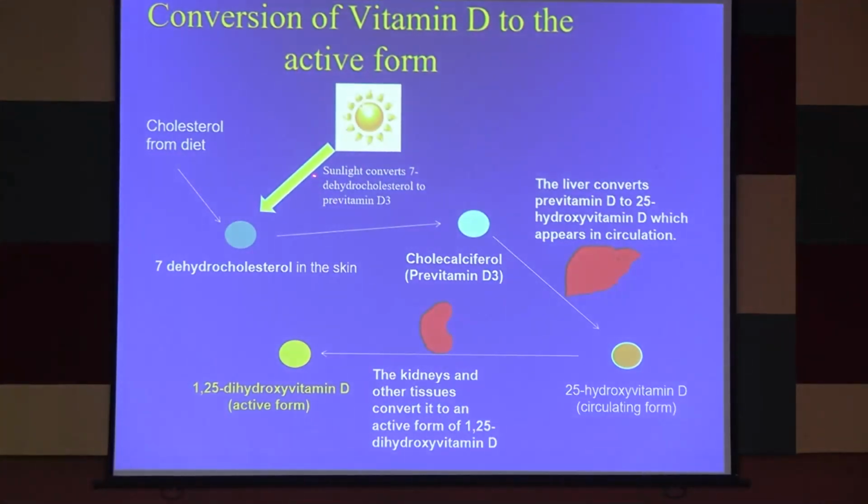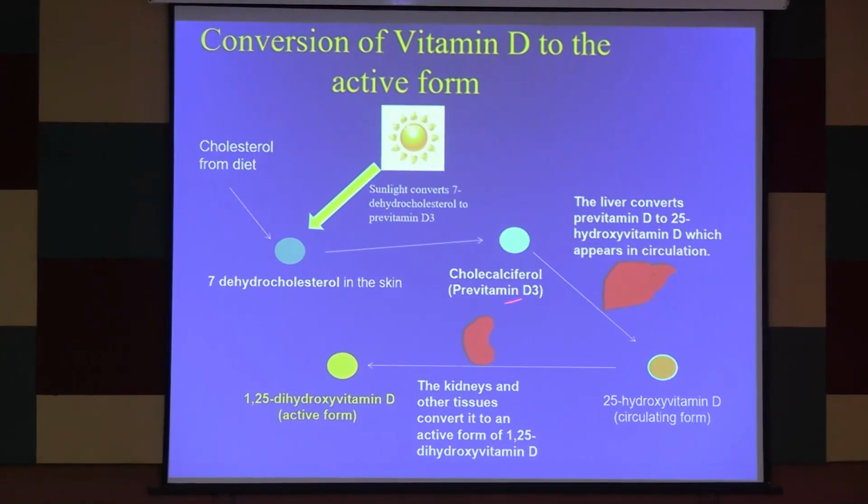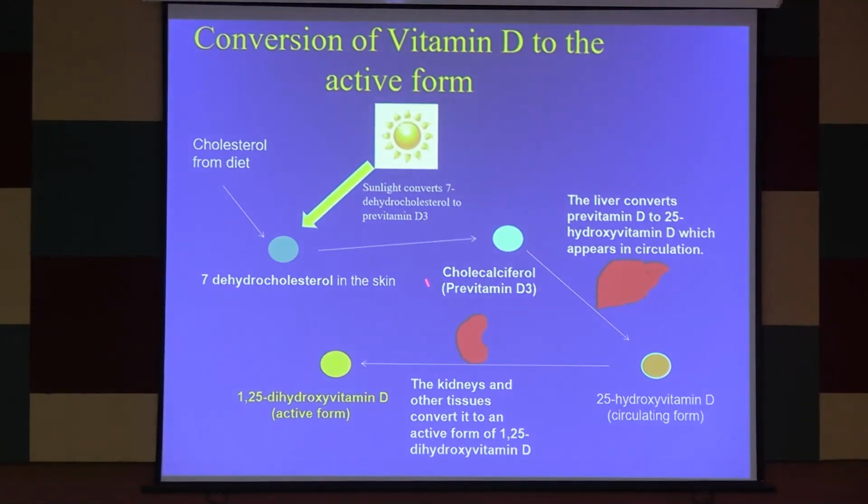Okay. So under photosynthesis, it happens in the skin. Under sunlight, it converts to the pre-vitamin D3, that is the cholecalciferol. Okay. So this is not the active form of vitamin D. The next step is it goes to the liver, and there is one enzyme called 25-hydroxylase. It is hydroxylated and then converted to 25-hydroxy vitamin D. Okay, this is the circulating form, but this is still not the active form.